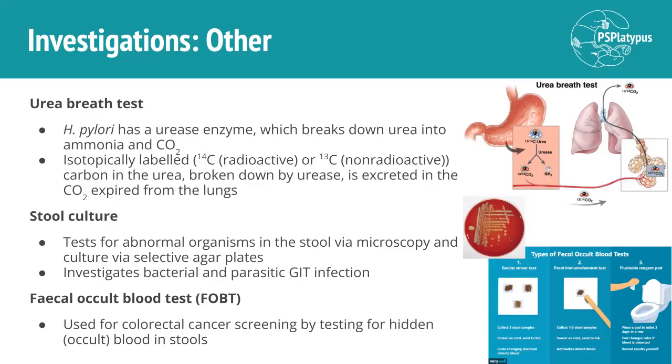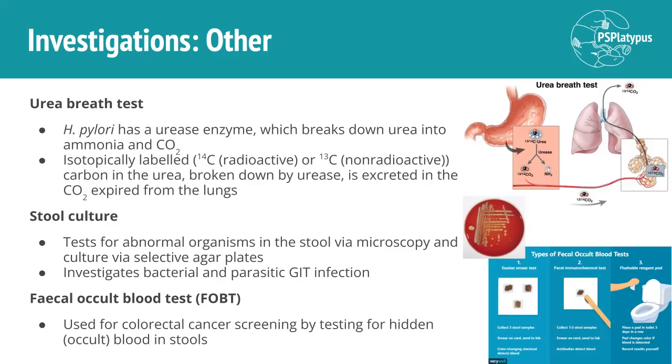Stool culture, it is what it sounds like. You take a sample of feces and you send it off to the lab, and they test for abnormal organisms. And so they can do gross examination. So they just look at it and go, oh, is there obvious blood in it? Things like that. They can do microscopy and look for other things. And they can do culture, and they do that via selective agar plates. And that's because, you know, you have an absolute bunch of bacteria in your gut, but you want to look for a specific thing. Okay.